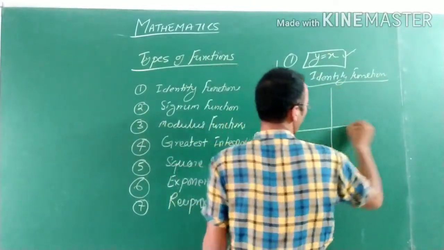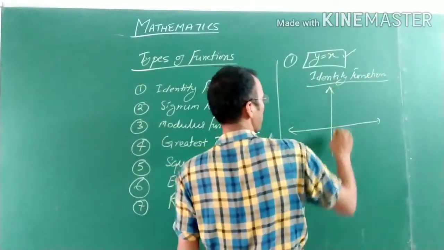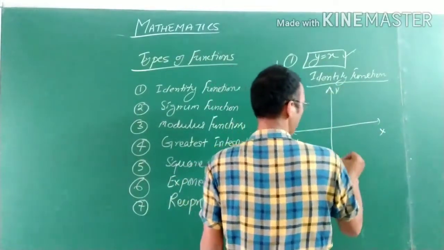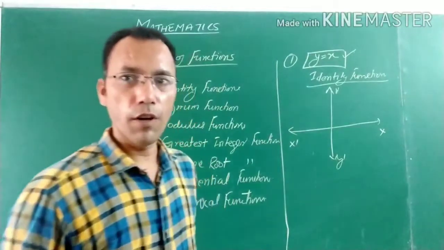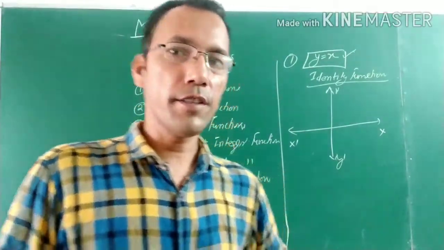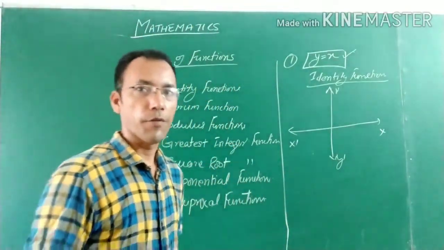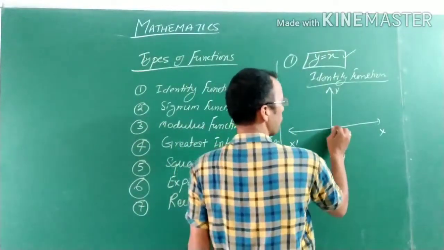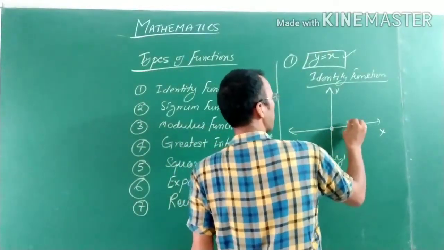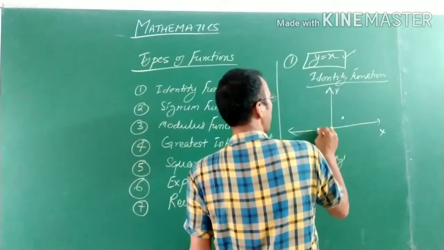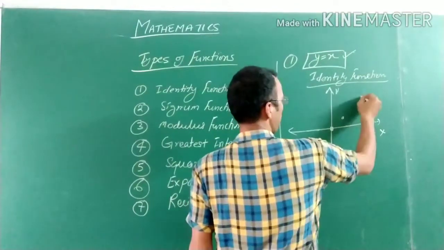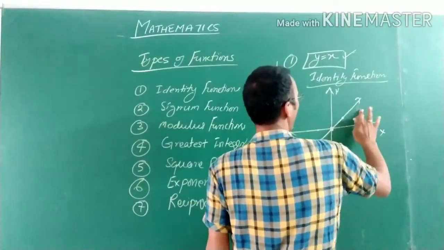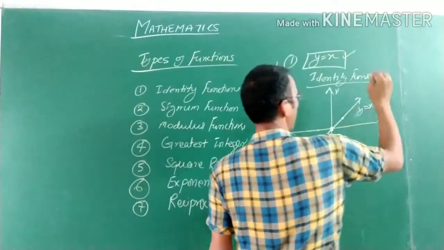If you draw the graph of this identity function, this is x dash, y dash. In trigonometric functions, we have drawn a lot of graphs. I hope you understand how to draw the graph. This is y is equal to x. When x is equal to 0, y is equal to 0; x is equal to 1, y is equal to 1; x is equal to minus 1, y is equal to minus 1. This is y is equal to x, the identity function.